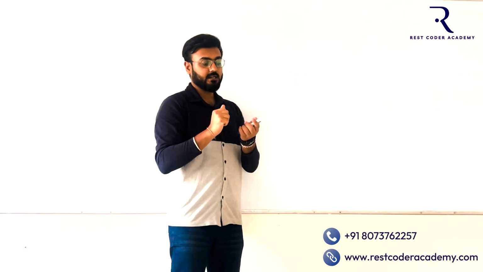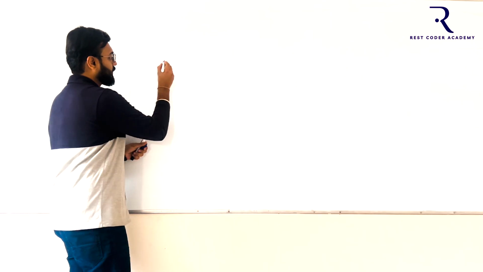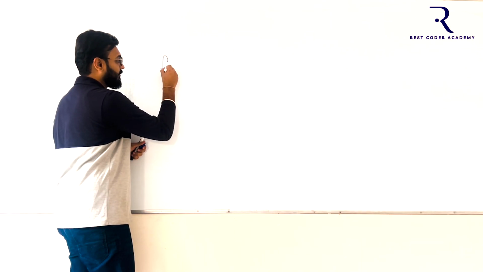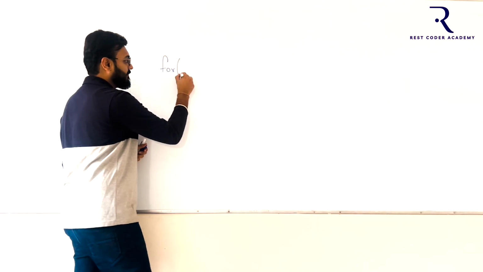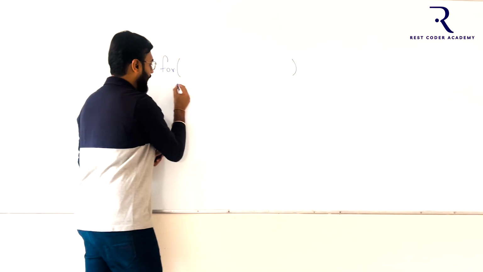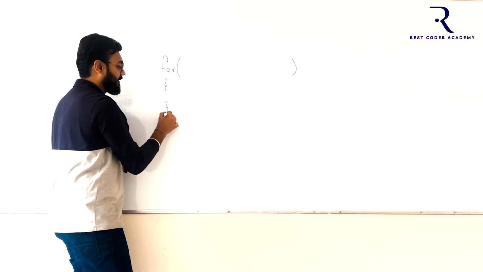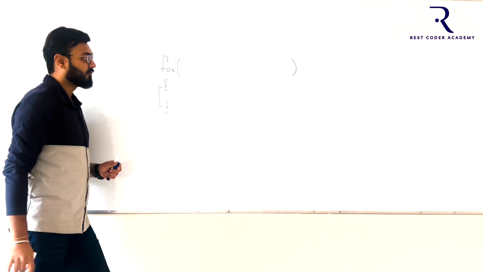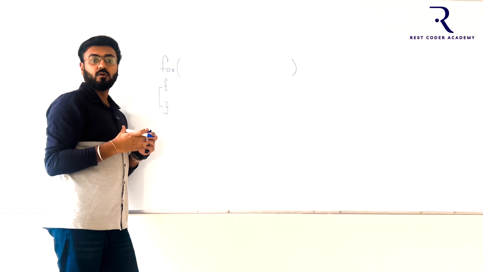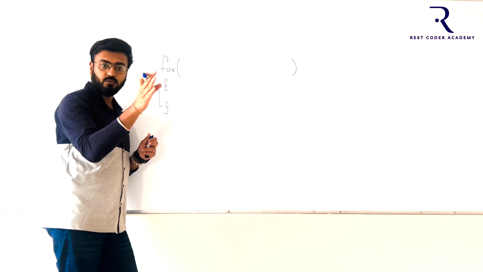So let's understand how a for loop works. Basically, whenever we talk about for, we start with for, immediately parenthesis, and then we have to write what? Curly braces. This is the scope of the for loop. So the goal of this particular program is to print numbers from 1 to 5.